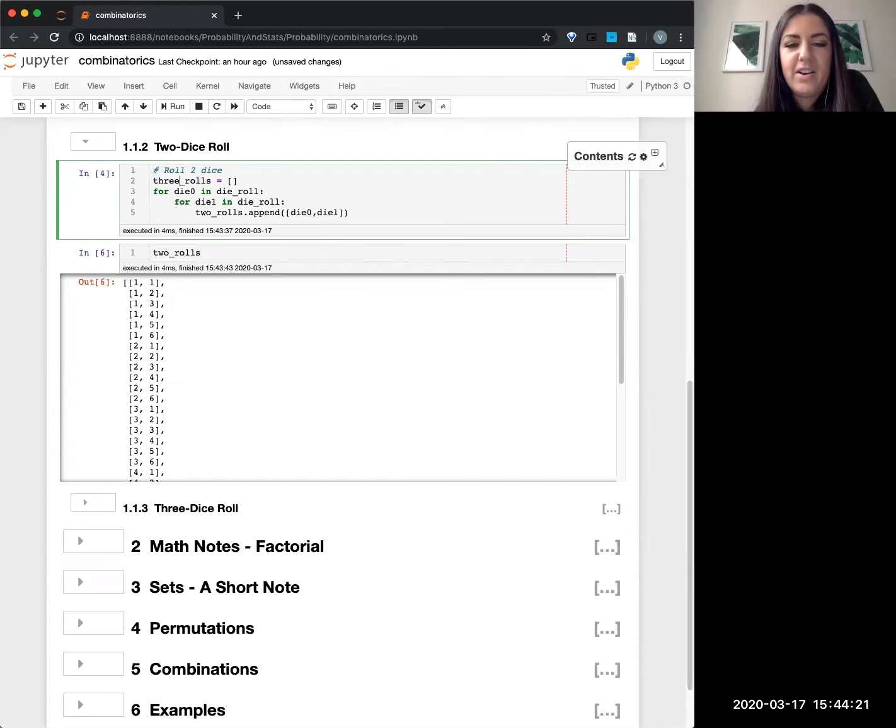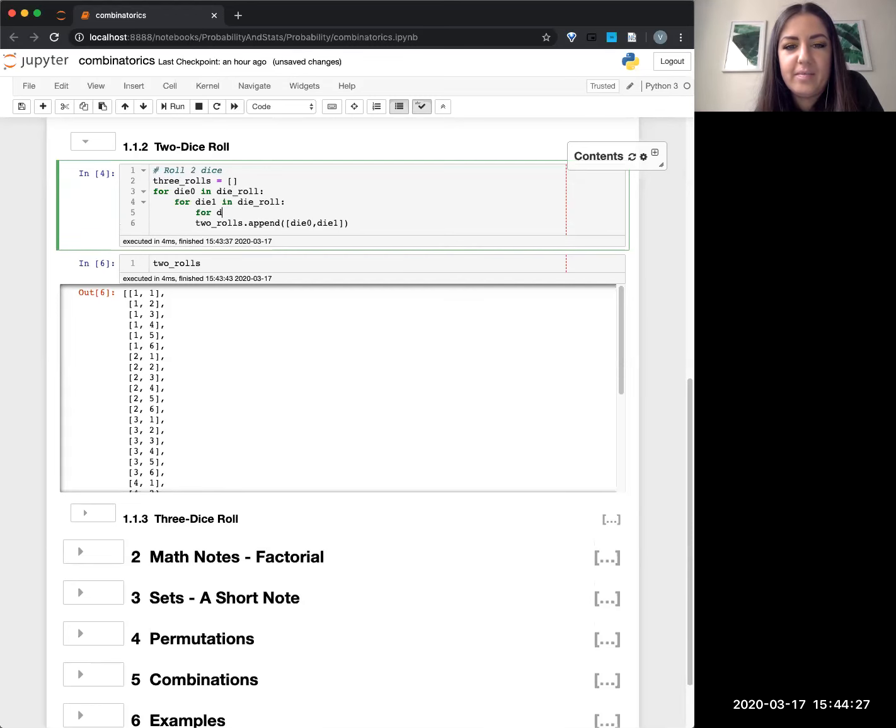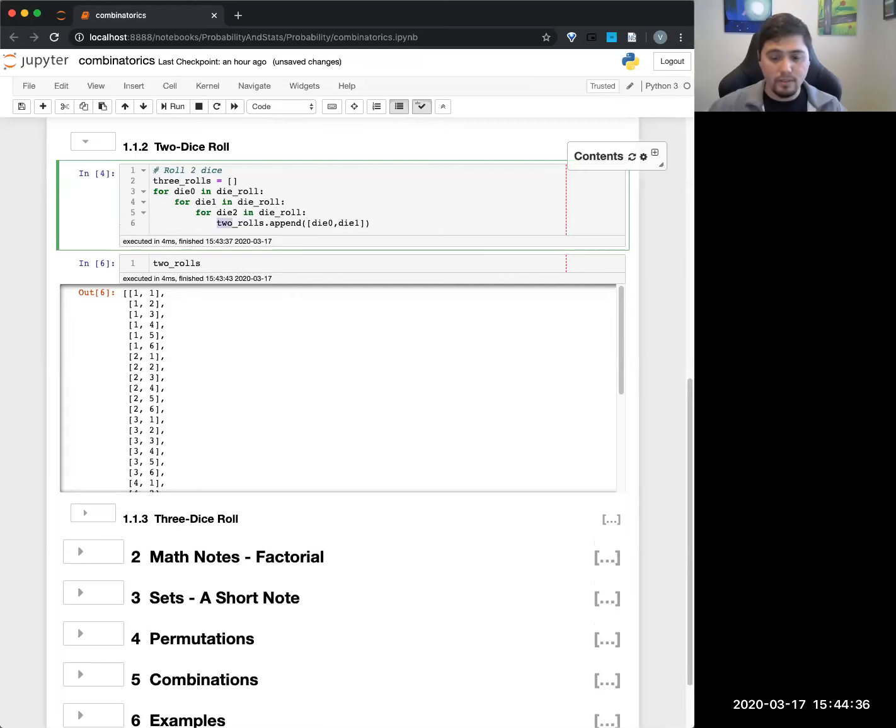Just add another nested for loop for die 2. Yeah, and then go ahead. And then where you could do 3 rolls dot append, and then in there just add in the 3rd one. Yeah, so instead of 2 rolls, like you said, I can do 3 rolls dot append, and then add that 3rd one, which in my case is die 2. Yeah, and there we go. And I have to change this now because this will be wrong.